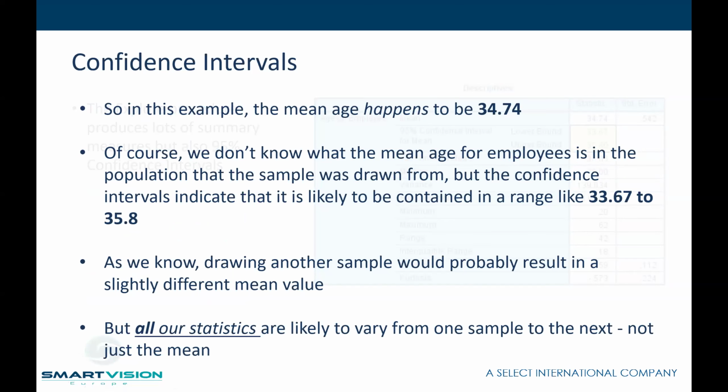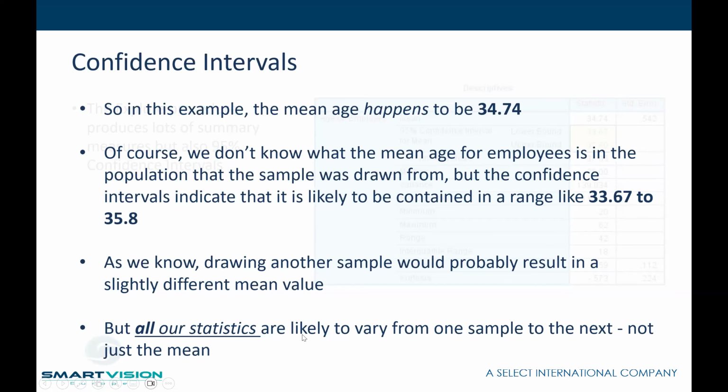Of course, we don't know what the real mean age is for all of the employees in the entire company, because we've only got a sample from a particular point in time, or a particular week, or a particular branch or a series of branches. We haven't sampled everywhere. It's from a population. But we don't know what the mean age for employees in the population is. We know the sample was drawn from it, but the confidence interval indicates that it is likely to be contained in a range like 33.67 to 35.8.